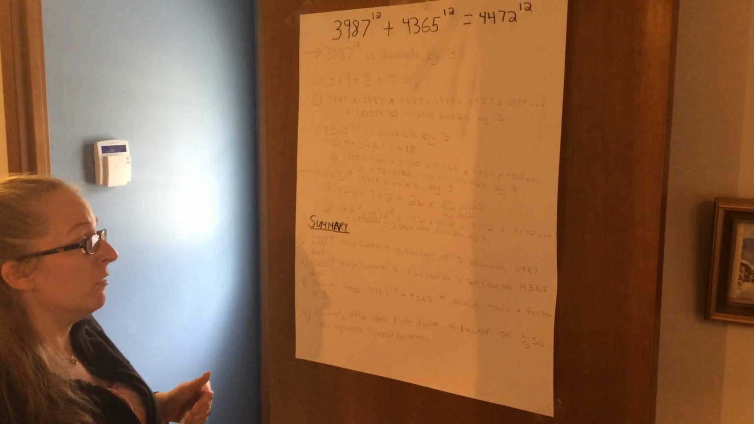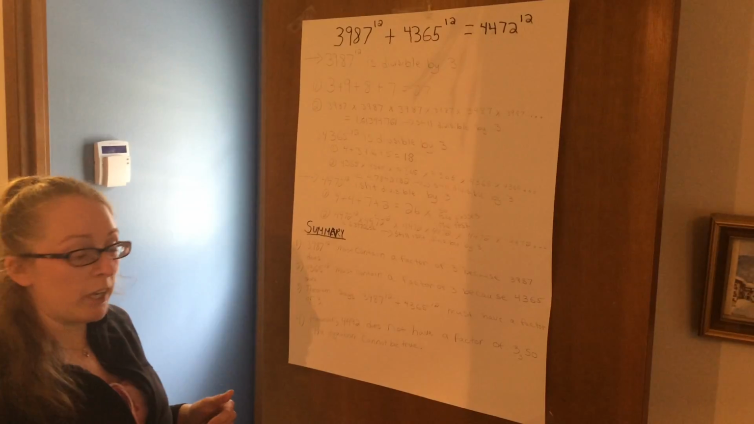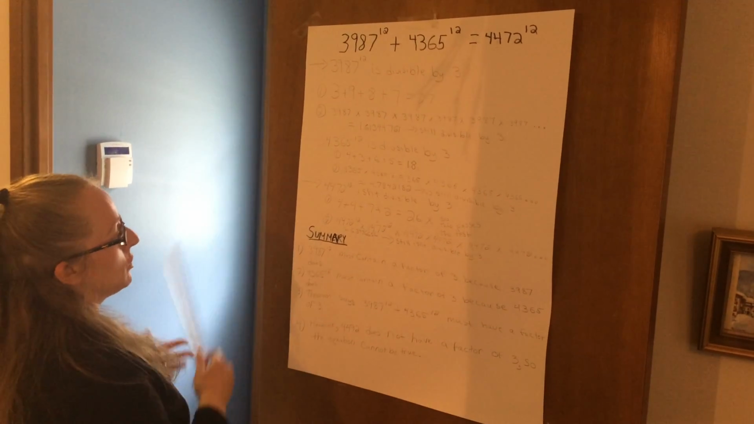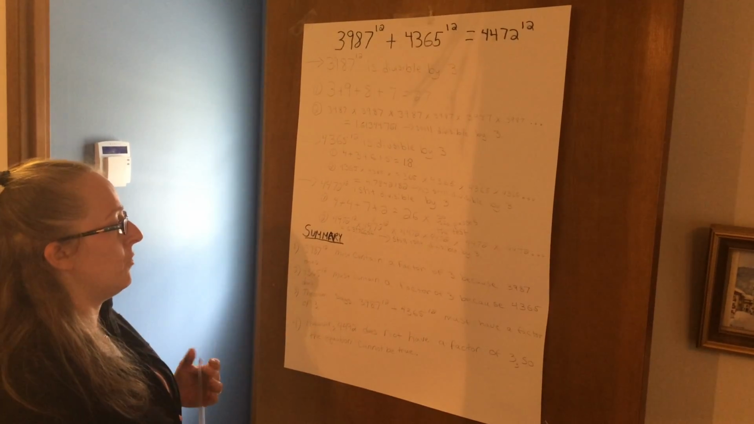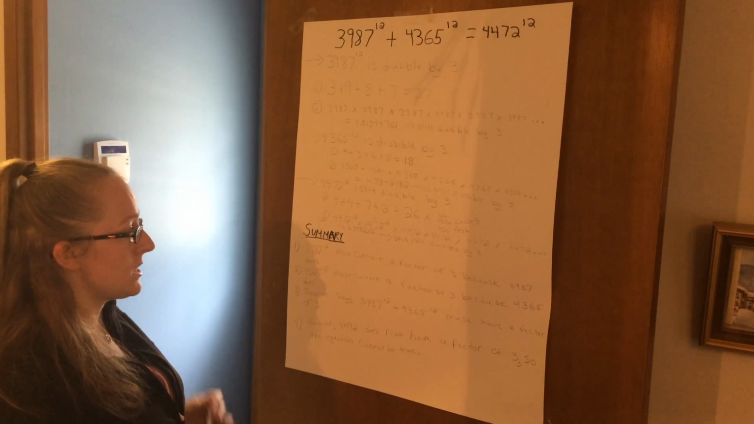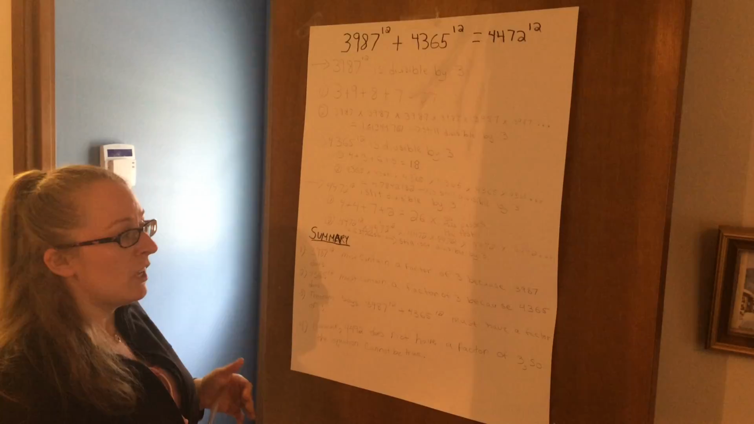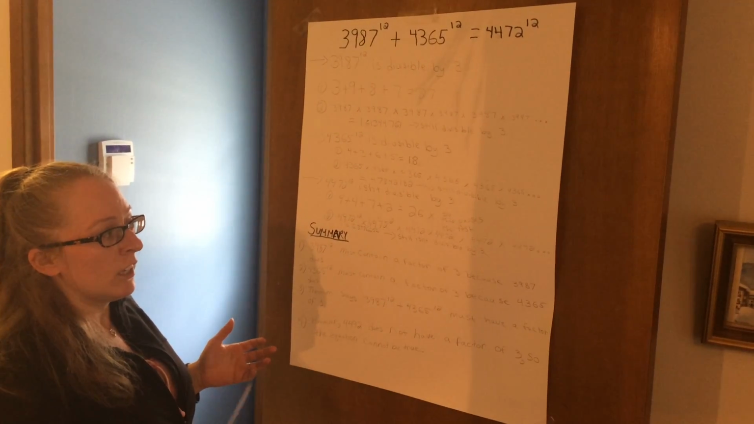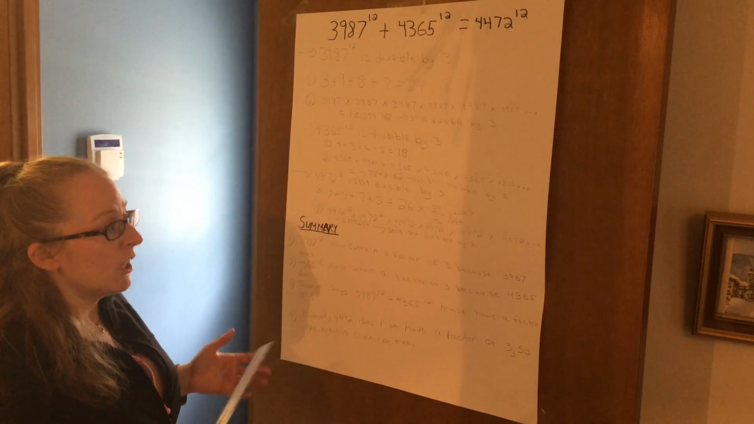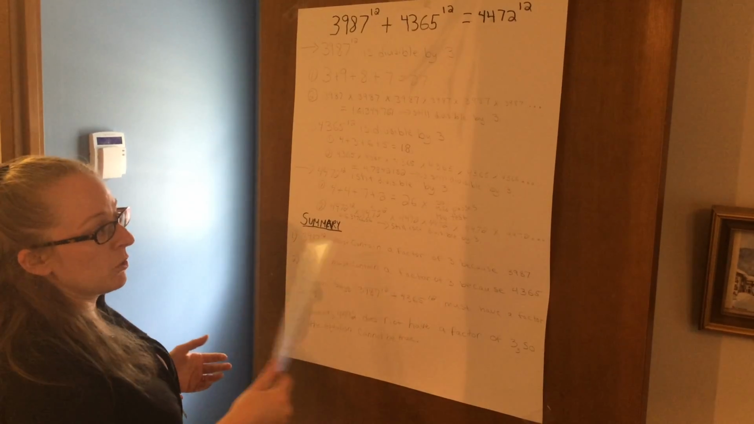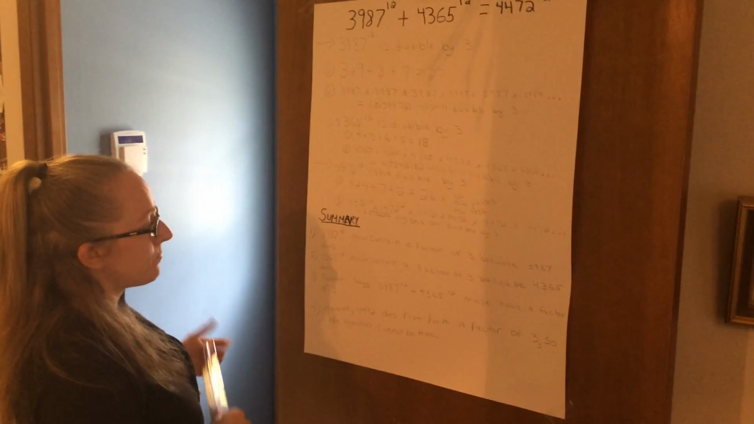4,472 to the power of 12 isn't divisible by 3. So to prove this, we need to do our steps again. Step 1, 4 plus 4 plus 7 plus 2 equals 26. We know that 3 can't go into 26. So this does not pass our test.